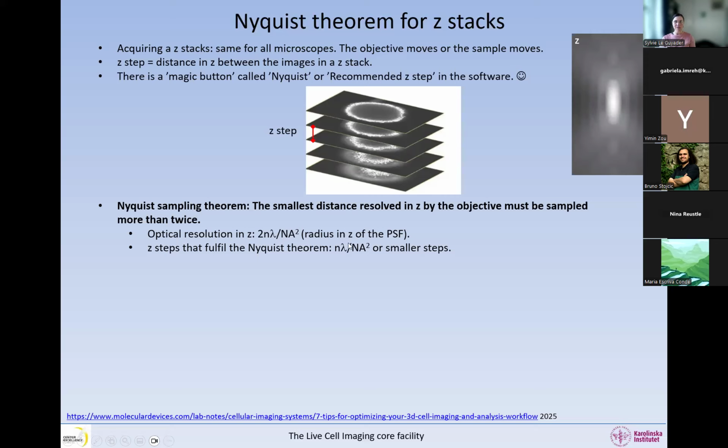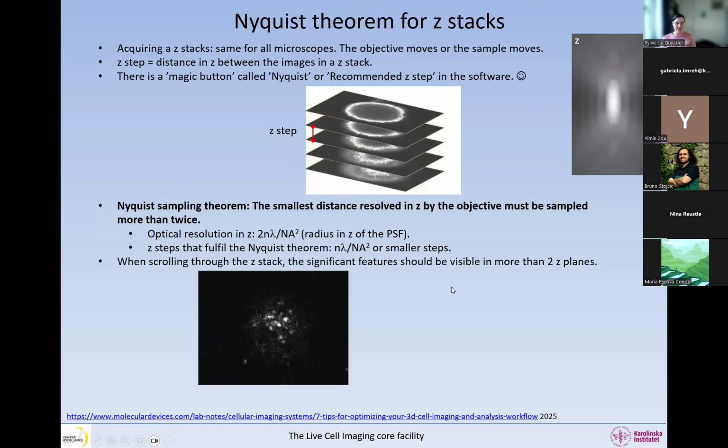For the Z steps, we can just remove the 2 and then we know the maximum size of the Z steps. So these Z steps should be that distance apart or smaller. We can go smaller as well, but then we oversample. When we scroll through a Z stack that you have acquired, the significant features in the image, and it is up to you to decide what the significant features are because it depends on your scientific question, should be visible in more than 2 planes.